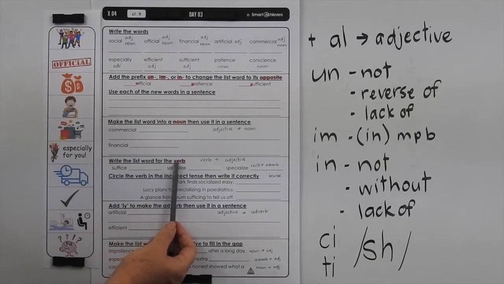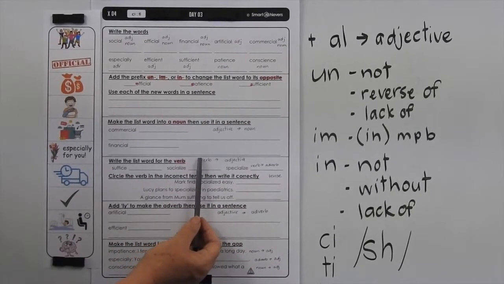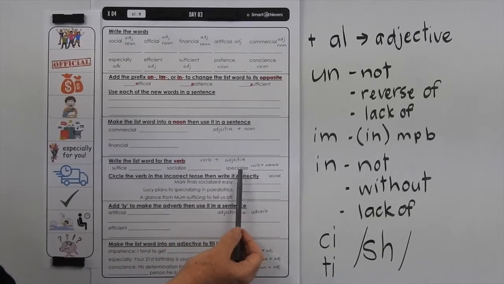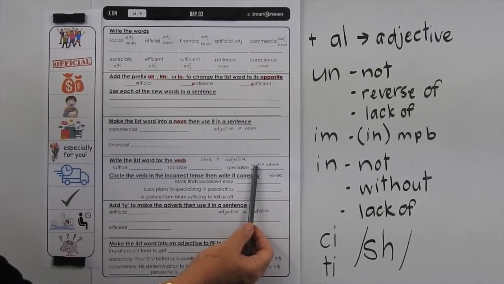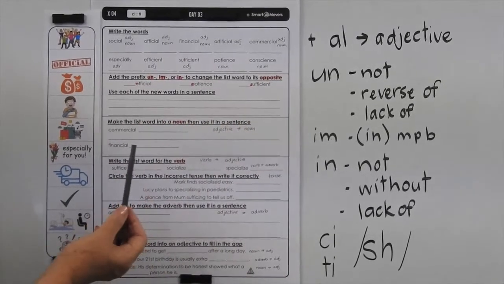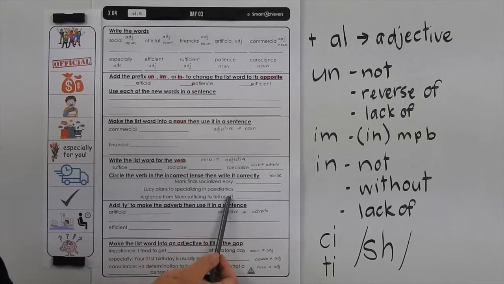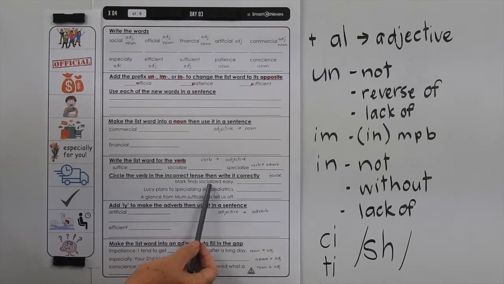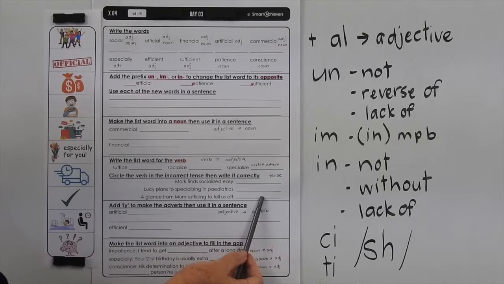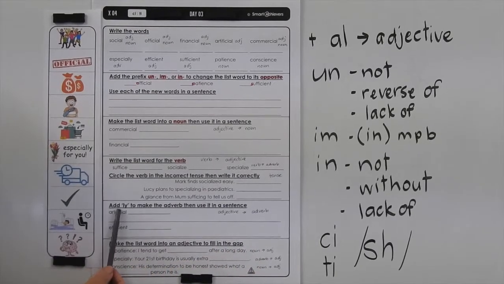Now write the list word for the verb. So you've got suffice, socialise and specialise. So you're going to go from a verb to an adjective, except for this one. This one you're going to go from a verb to an adverb, and it's got to be a list word. So just make sure when you're finishing going through this section here, you have to work out which verb is in the incorrect tense and circle it, and then write it in the correct tense on the line at the end. Now, commonly when we add ly to the end of a word, we're forming an adverb, and then we want you to use that new adverb in a sentence.